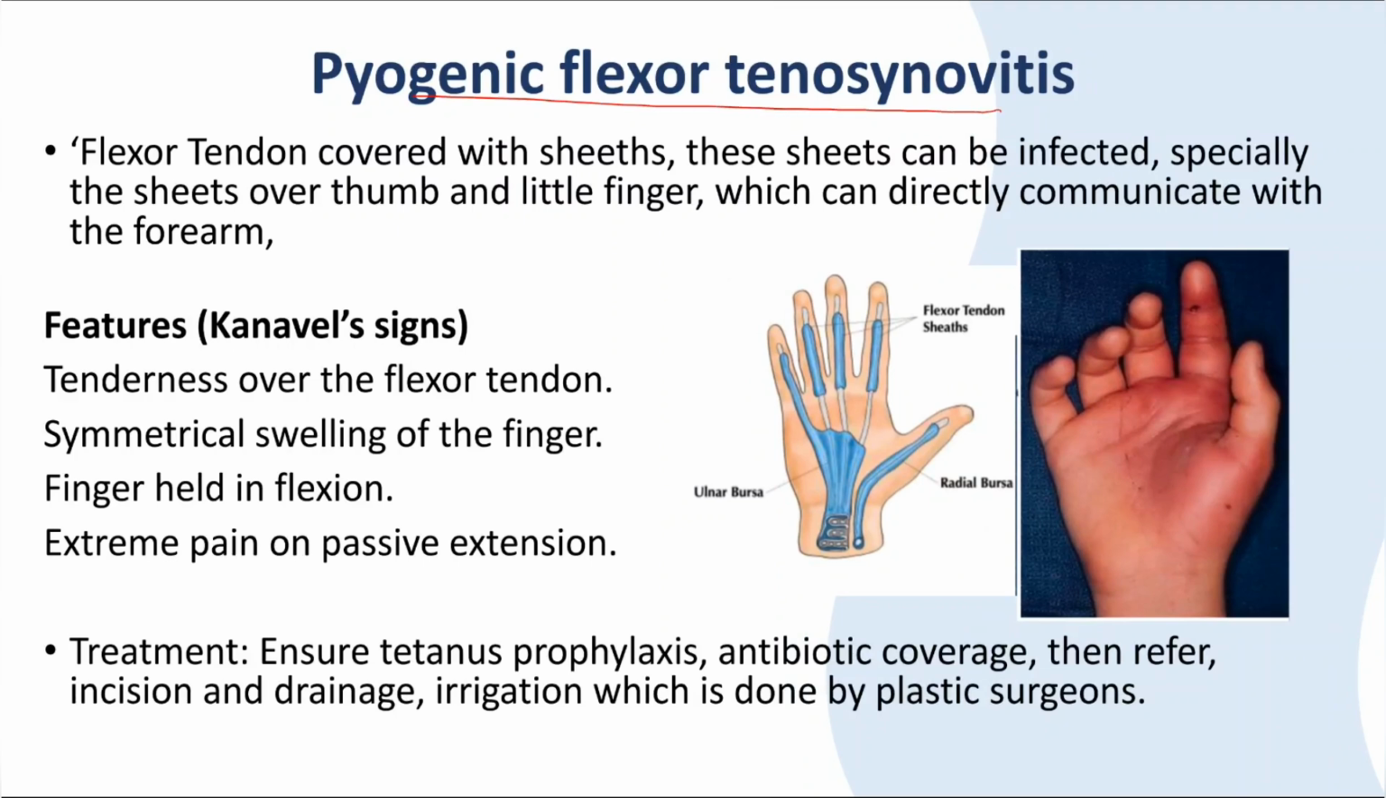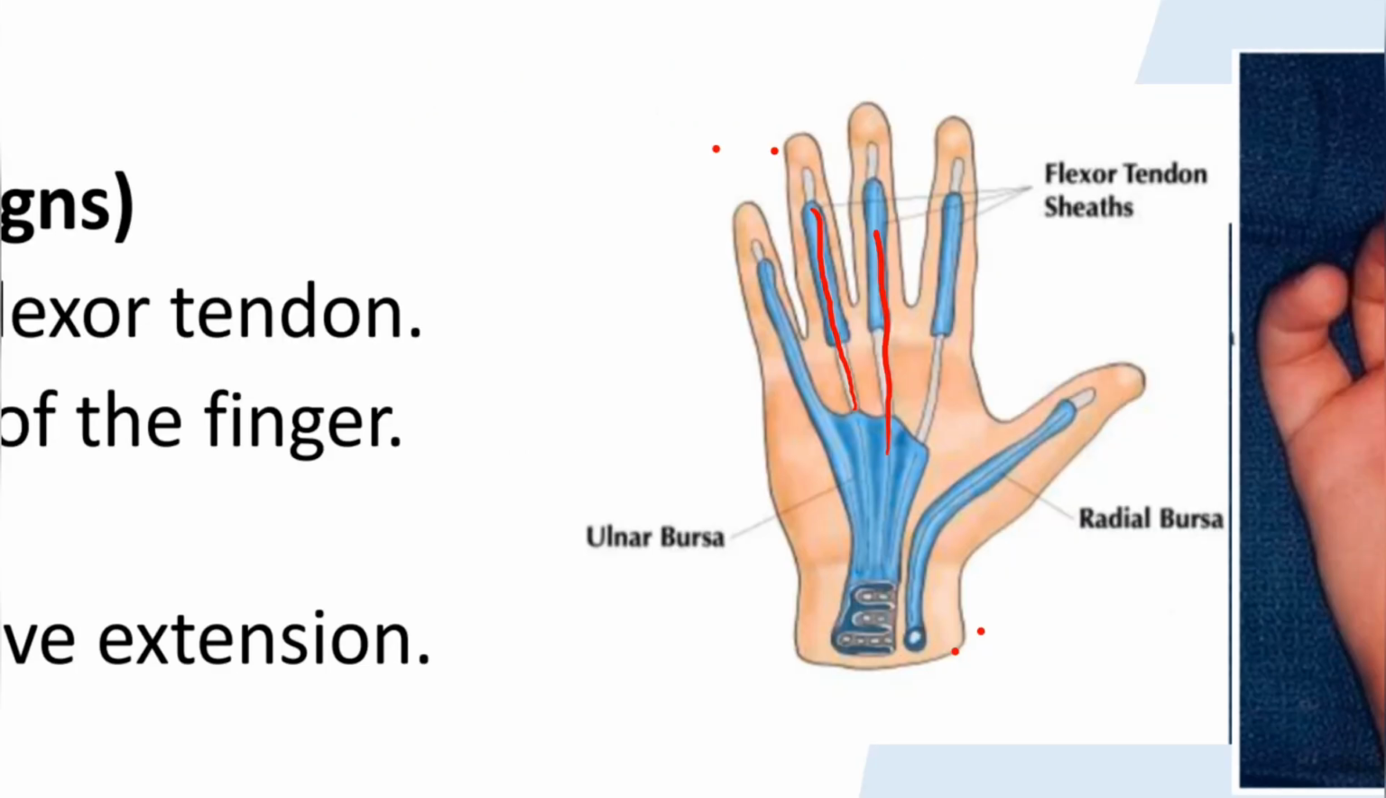Pyogenic flexor tenosynovitis. Usually the flexor tendons in the hand have sheaths. These sheaths covering the flexor tendons can be infected, and if they are infected, especially those on the thumb and on the little finger, it can lead to spreading of the infection, because the thumb and little finger sheaths have direct communication with that of the forearm.